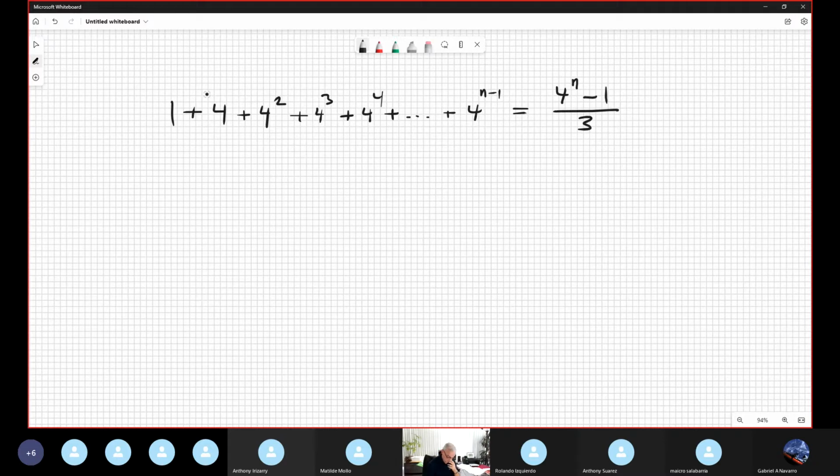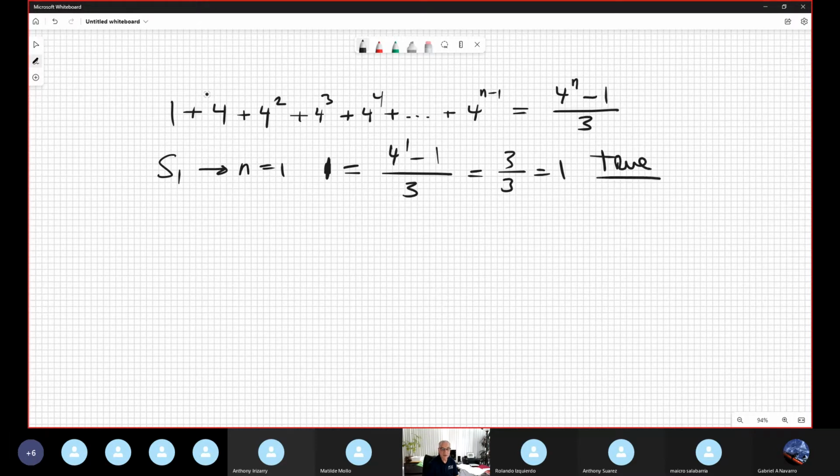Okay, it's doing mathematical induction. S1 is when n is 1, and n equal 1 is the first one. The first guy is equal to this, 4 to the 1 minus 1 divided by 3. It's true, because 4 minus 1 is 3, 3 divided by 3 is 1. This is the base step, it is true. So I assume that S sub k is also true.